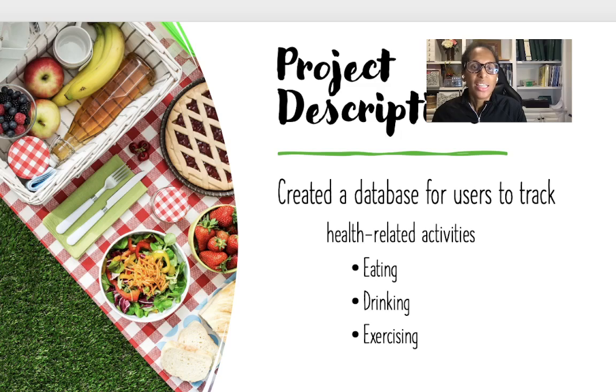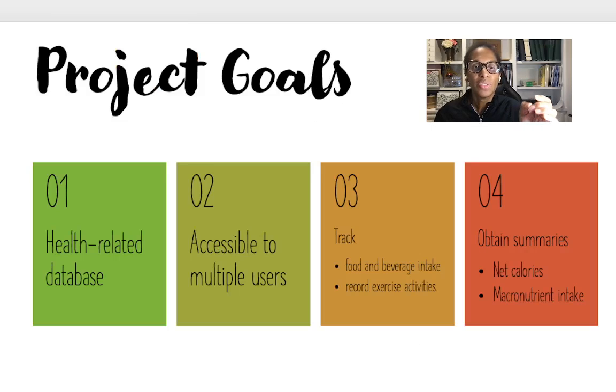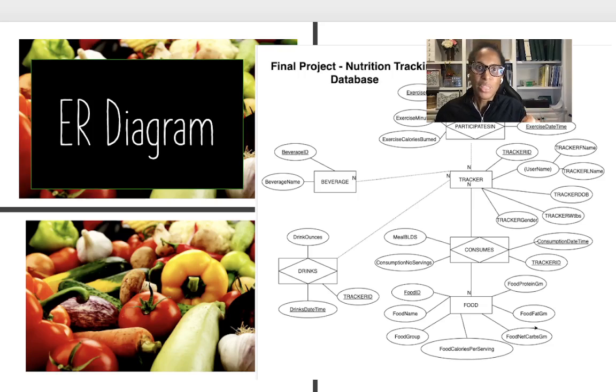In this project, I created a database for users to track their health-related activities of eating, drinking, and exercising. The goals were for many users to be able to track beverage and food intake, record their exercise activities, and then obtain summaries such as net calories and macronutrient intake. With every project, we start with the requirements, and using this ER diagram, we can see the requirements and how they're related to one another.